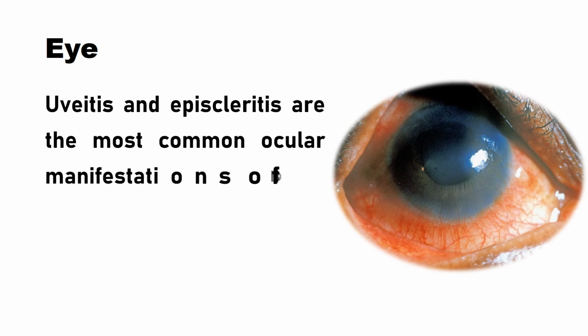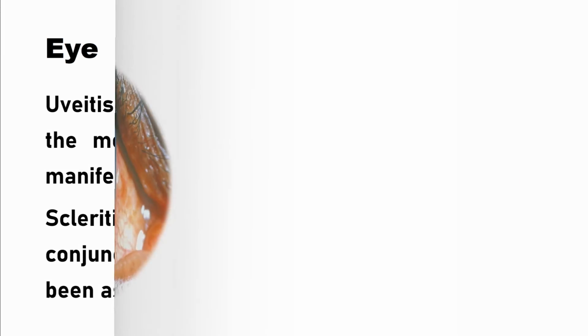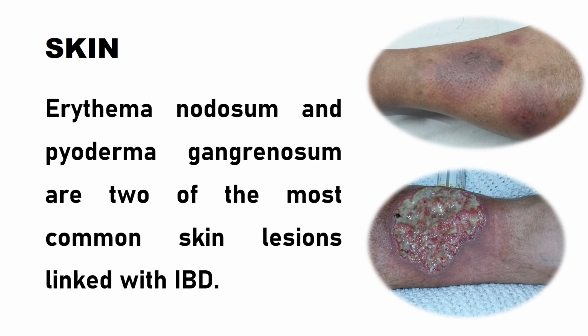Uveitis and episcleritis are the most common ocular manifestations of IBD. Scleritis, iritis, and conjunctivitis have also been associated with IBD. Erythema nodosum and pyoderma gangrenosum are 2 of the most common skin lesions linked with IBD.